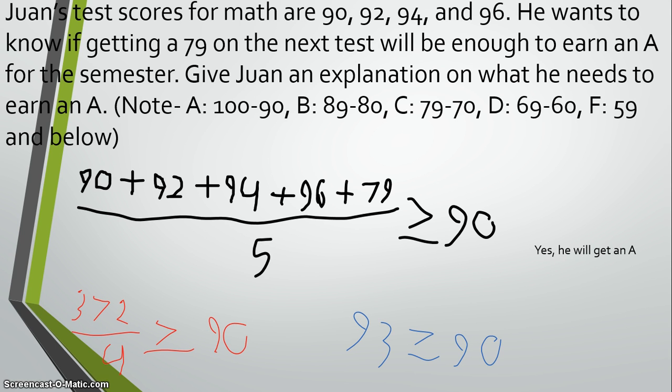But if that were to be an 89 or lower on the left side of the symbol, then the answer would be no. He would not get an A.